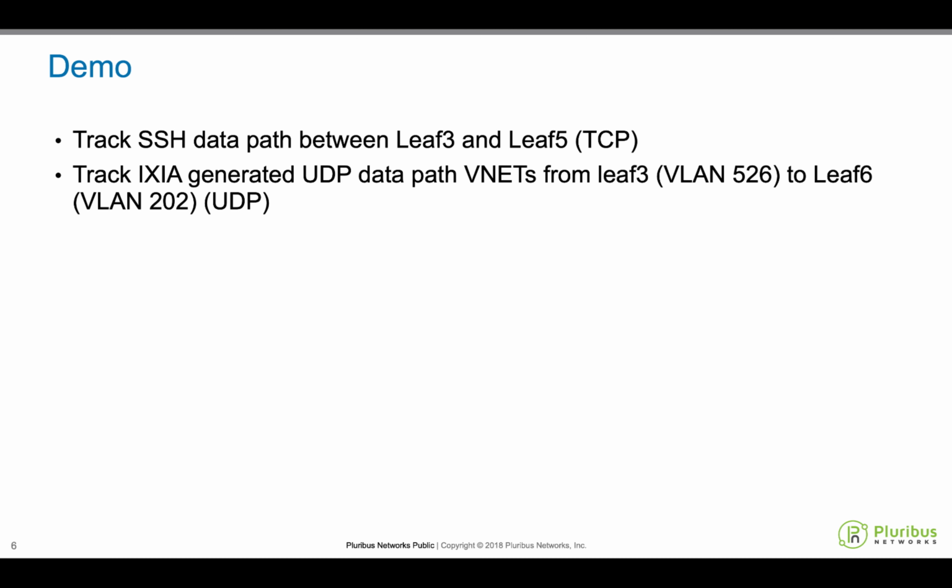Then we will be tracing a UDP generated packet from Ixia between multiple VNets from leaf 3 to leaf 6, from VLAN 526 to VLAN 202. And again, this will be a UDP type packet. And again, this will be using the live connection operational modes.